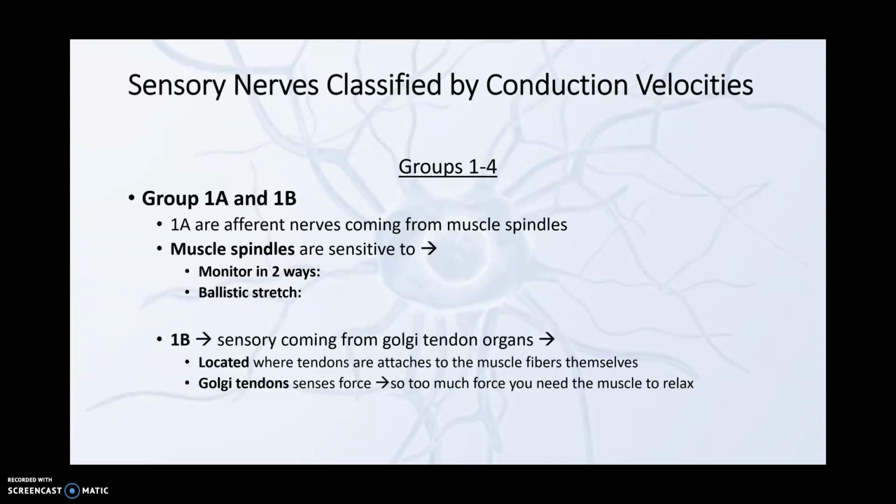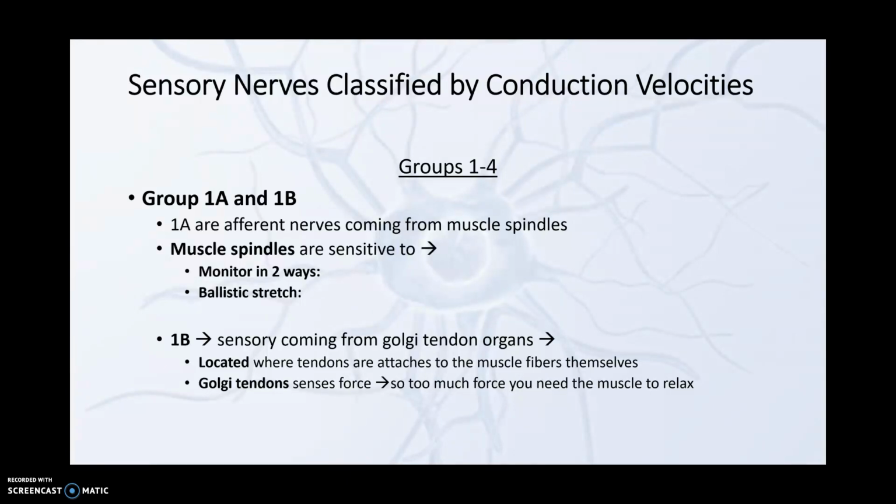Okay, so let's talk about sensory nerves and how they're classified by conduction velocities. So we can classify them this way as well. And they're considered groups 1 through 4. So if you ever read group 3 afferents or group 2 afferents, then you kind of know their function and you know what they're talking about.